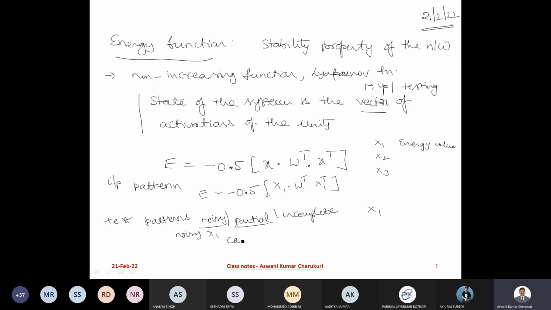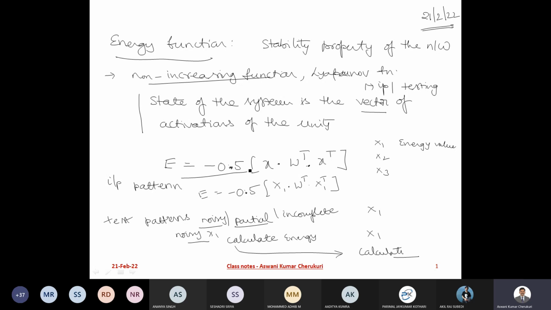and calculate its energy value, then allow the network to converge as per the corresponding algorithm, whether it is the BAM algorithm or the Hopfield algorithm. When the units get converged, you retrieve your x1. Then you calculate the energy value of the system. Obviously, you get the energy value of x1. So from noisy x1 to x1, the energy value decreases. That is the reason why you call it a non-increasing energy function, and the energy function is given as this one.